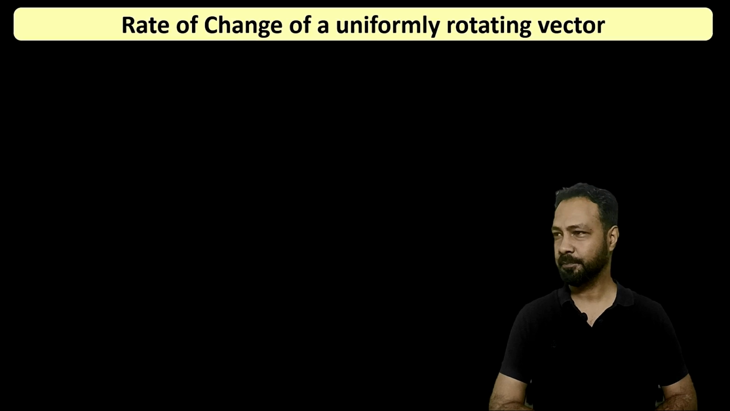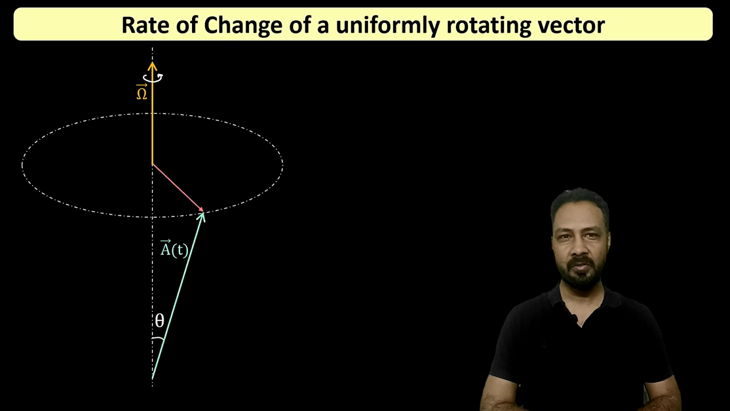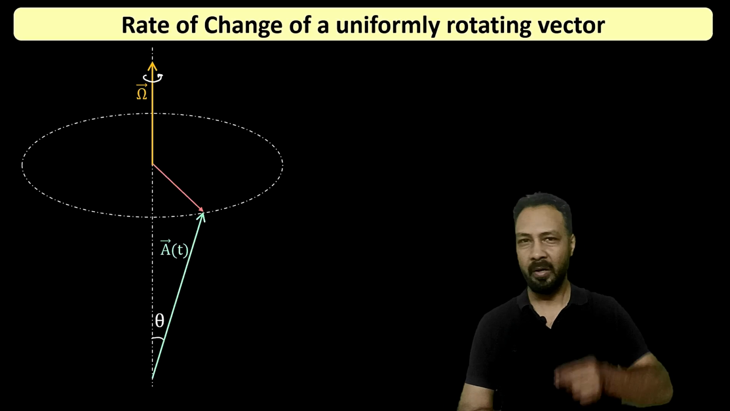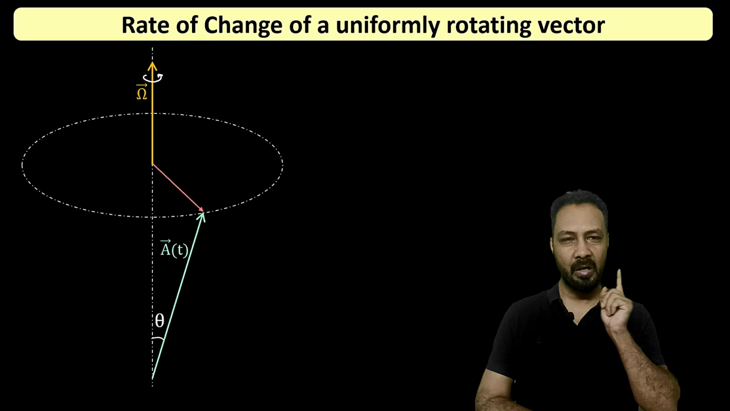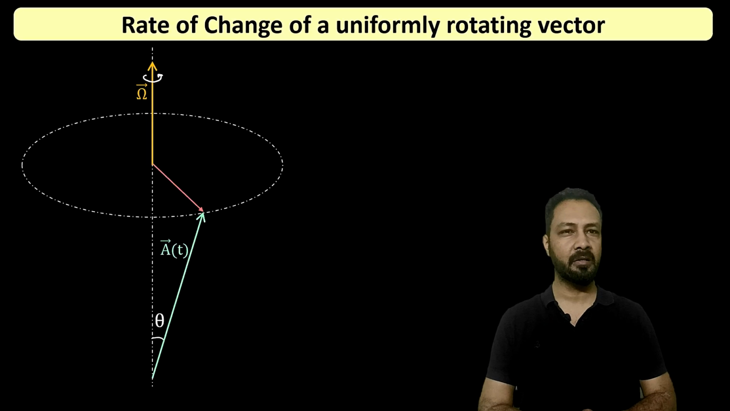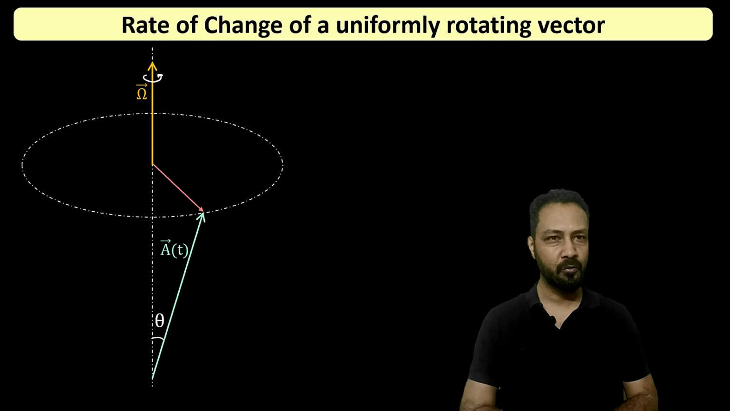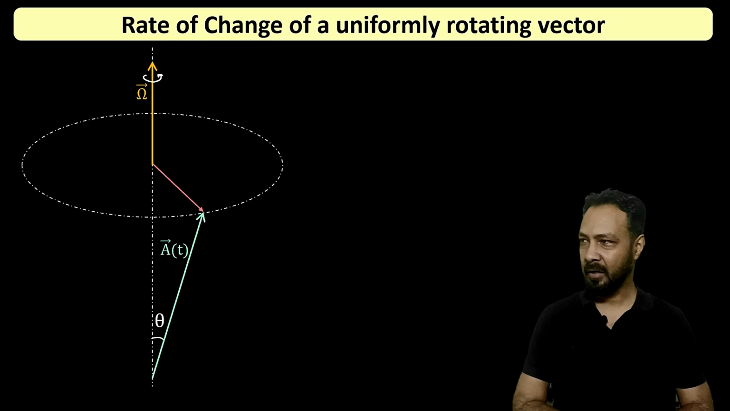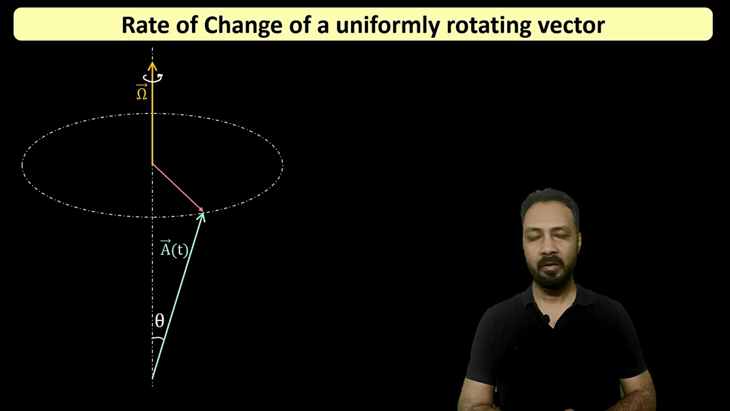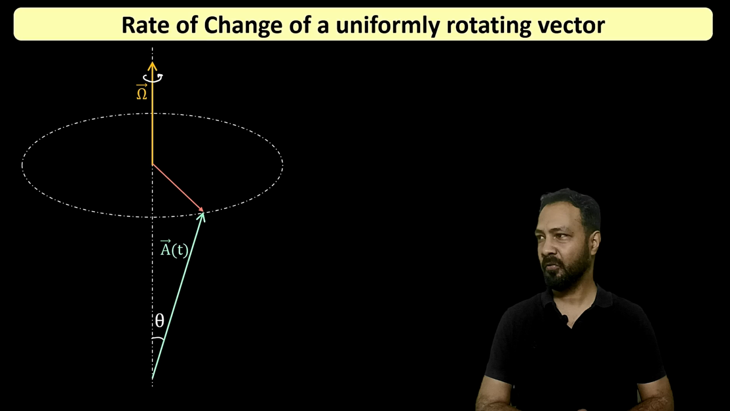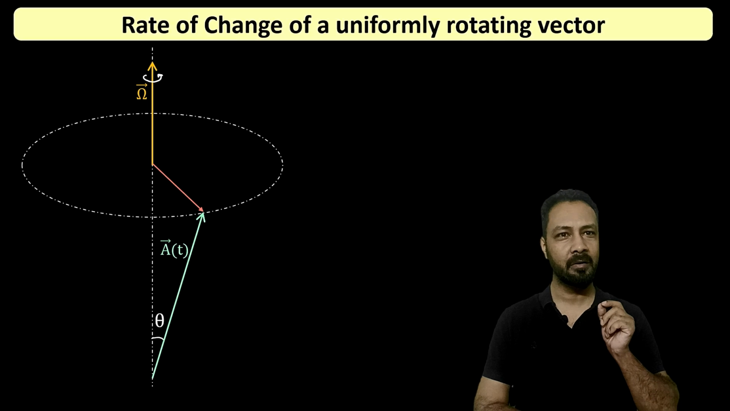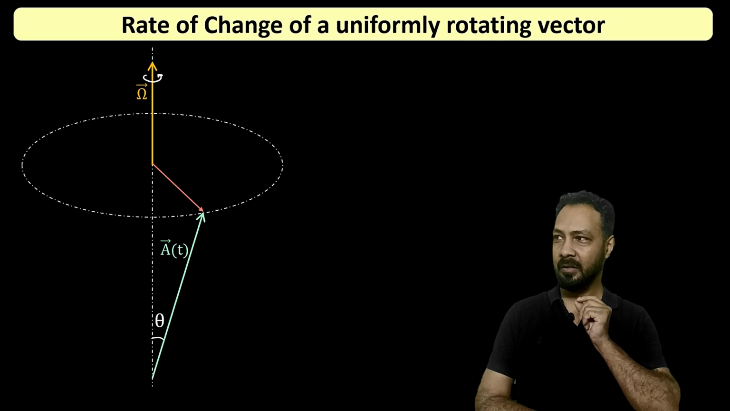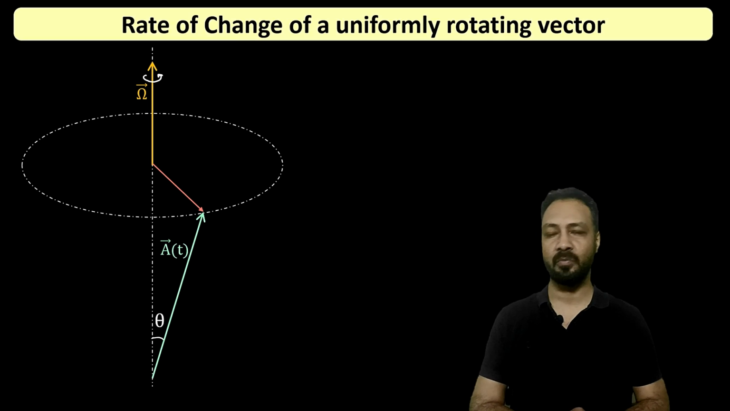So let's see. This is the situation at time t. You can see three vectors in the diagram. One is the omega vector, the angular velocity vector about which this A vector is rotating. A vector is always maintaining angle theta with the omega vector, the magnitude of A remaining constant. And another vector is the red color vector, that is the position vector of the head of A vector, and the tail of that position vector r, the red color vector, is at the center of the circle, the circle on which the head of this A vector is moving.